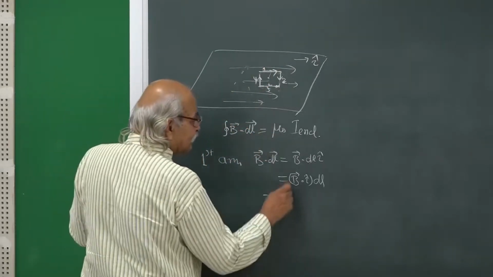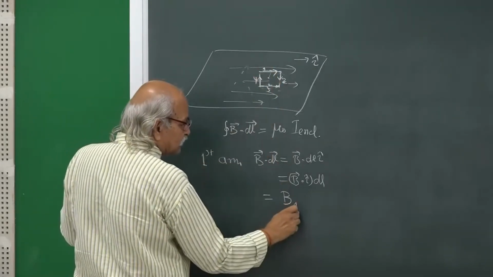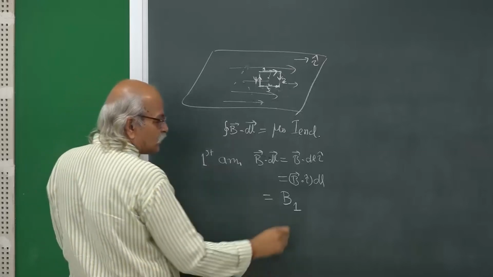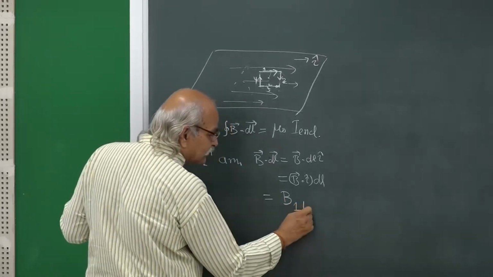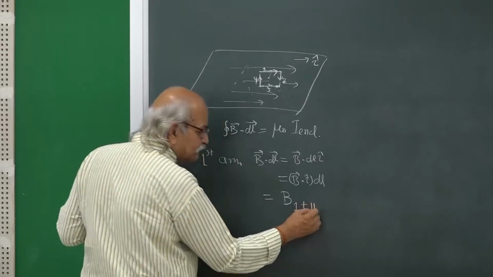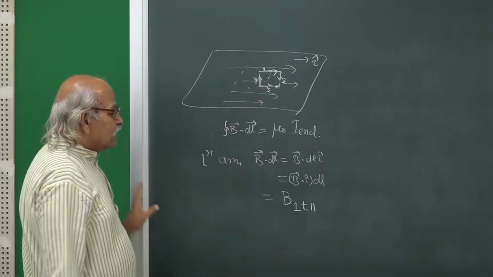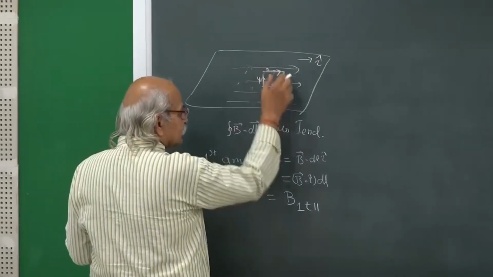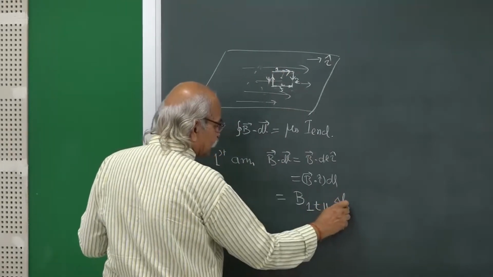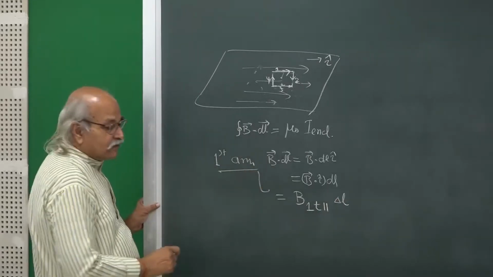So, we write, let us say here the magnetic field is B1. So, on the first arm, B1 is the tangential component, and that tangential component is parallel to the current. This tangent is parallel to the current, and then the length dl, delta L. This is on the first arm. Okay. Now, second arm.